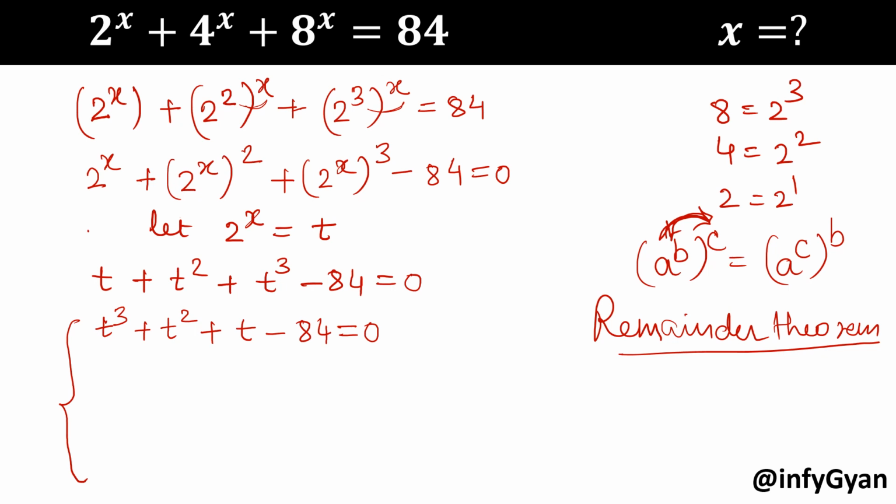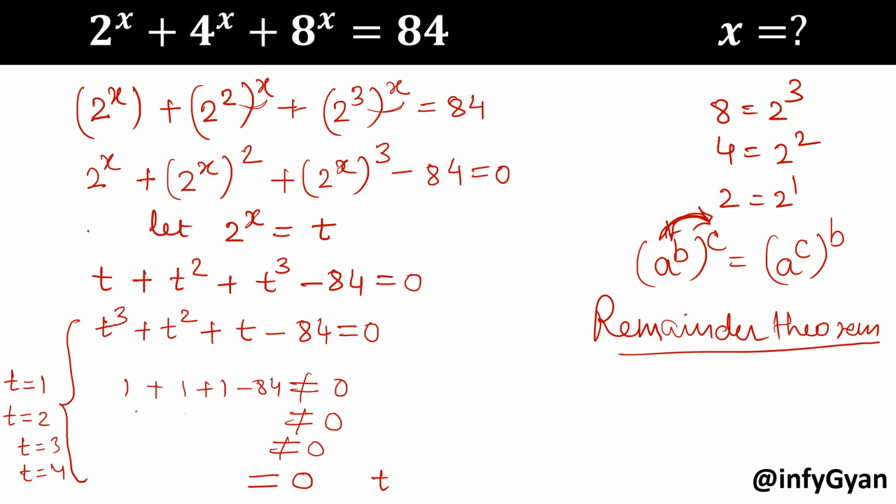So let me put t equal to 1. Is it satisfying? 1 plus 1 plus 1 minus 84. No, it is not satisfying. Let me put t equal to 2. So 8 plus 4 plus 2, 14 minus 84. No. Let us put 3. 27 plus 9, 36 plus 3, 39 minus 84. No. t equal to 4. 64 plus 16, 80, 80 plus 4, 84, 84 minus 84 is equal to 0. That means t equal to 4 is one solution of this cubic equation.